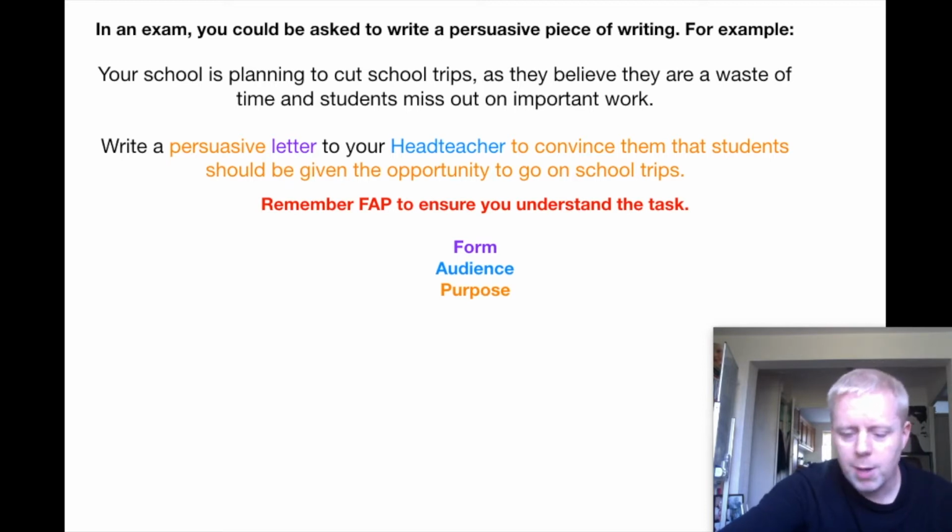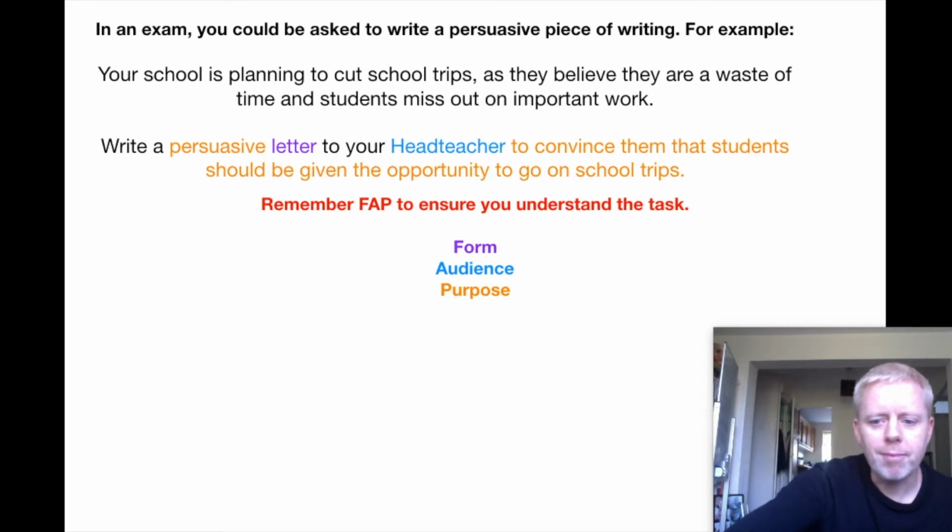So I've color-coded it here. Form, so you've got to write a letter. The audience, the head teacher, so that tells you that it's going to be quite formal. You're not going to use slang vocabulary. You're not going to swear. You're going to be formal. And then the purpose. What's the point? Well, it's a persuasive letter, and it's to convince them that students should be given the opportunity to go on school trips.